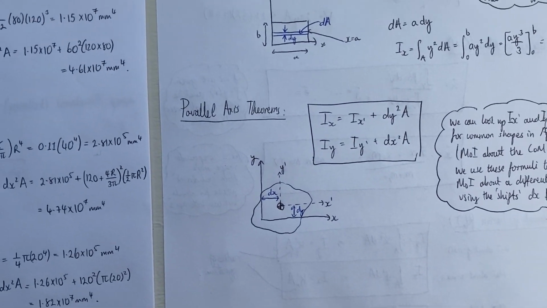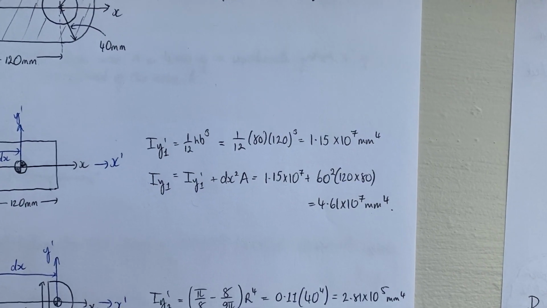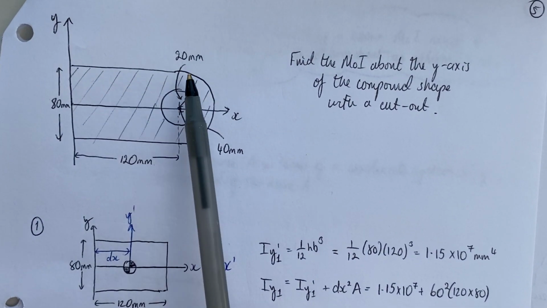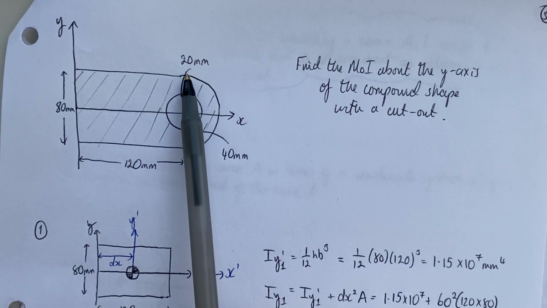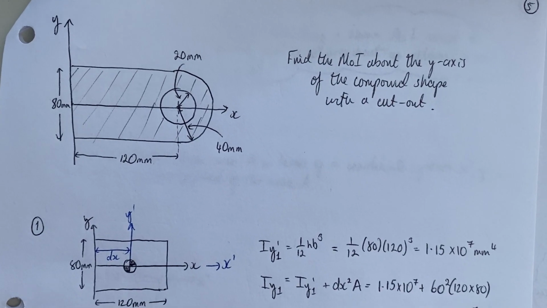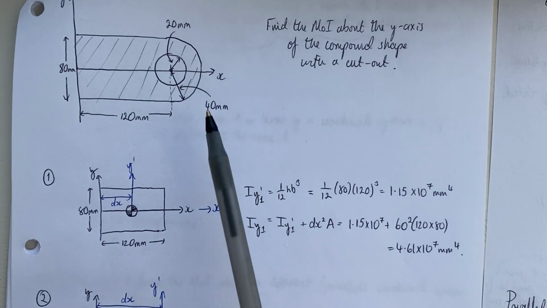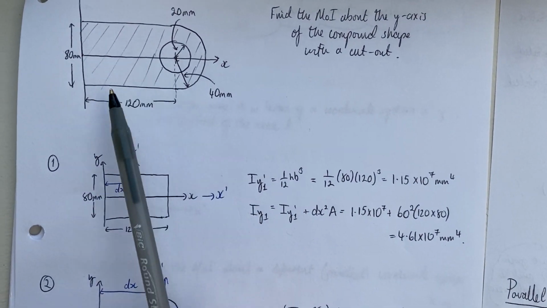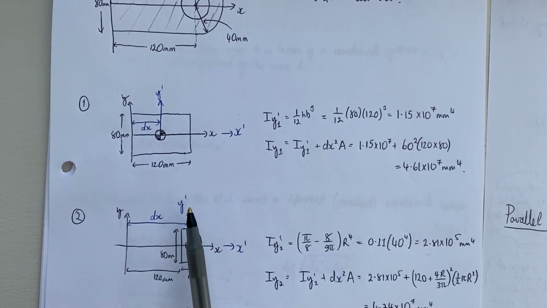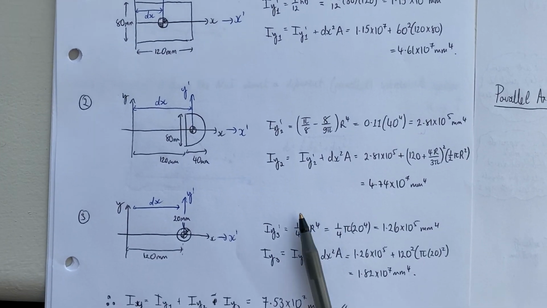We did this example in one of the online videos. You can look this up, but we looked at the moments of inertia of this shape here, which is a compound shape made up of a rectangle with a semicircle on the end and then a circle cut out. What we did to find the moment of inertia about the y-axis of this shape with a cutout was find the moment of inertia of the rectangle, the semicircle and the circle, and then put all of that information together.